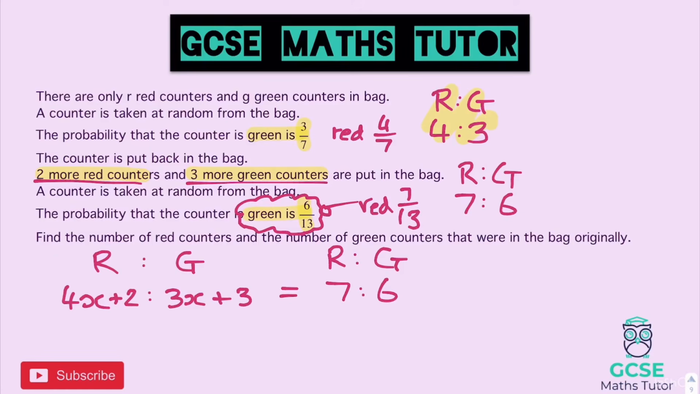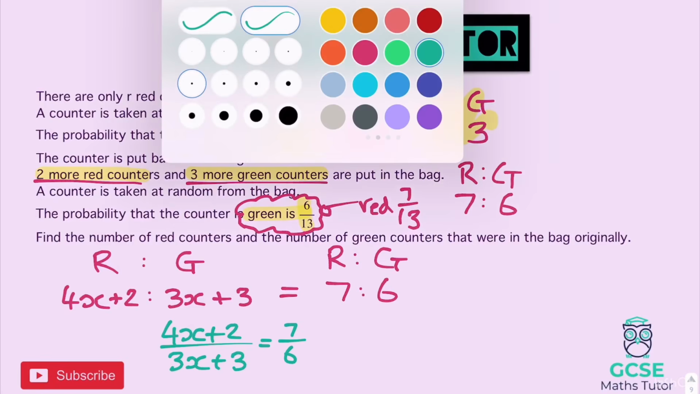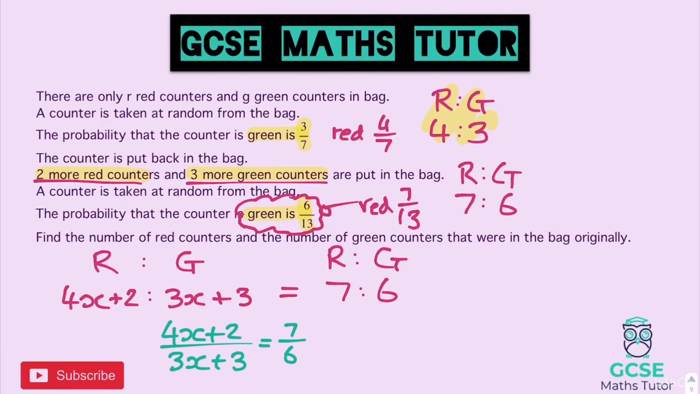So having a look at this then, we'll create our algebraic fraction. So we've got 4x plus 2 over 3x plus 3, and that is equal to 7/6. Now I've got quite a big multiplication to do here, obviously, because we're timesing by 6 and we're timesing by 7. We're going to times the 6 up here, and we're going to times the 3x plus 3 up here to the 7, and let's see what we get there.